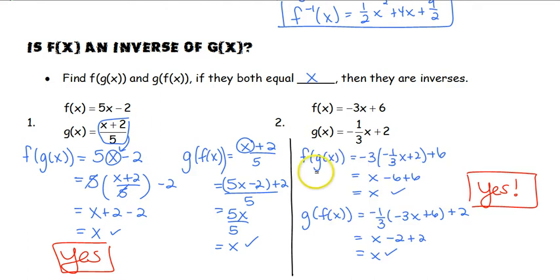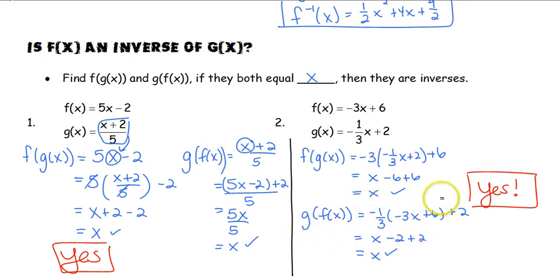First, we find f of g of x, so our g of x is going into the f of x. We are substituting, so that entire g of x function gets put in parentheses. We distribute our negative 3. A negative times a negative gives us a positive 1x. Negative 3 times 2 is a negative 6. Add our like terms, and we're left with just x.